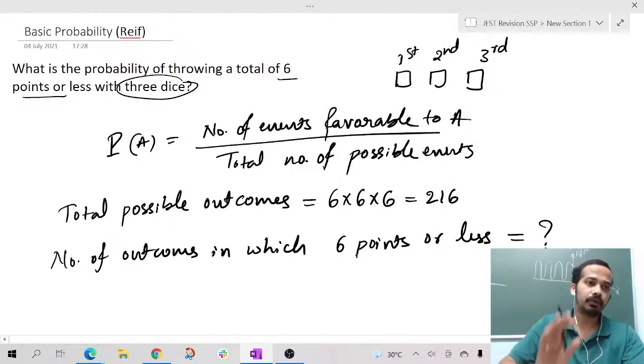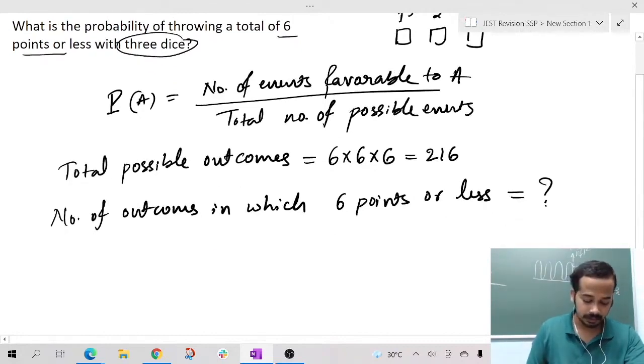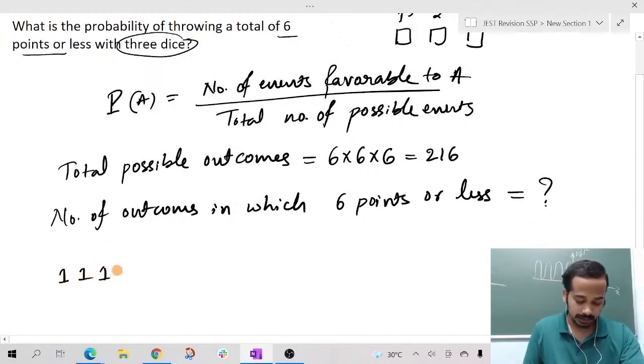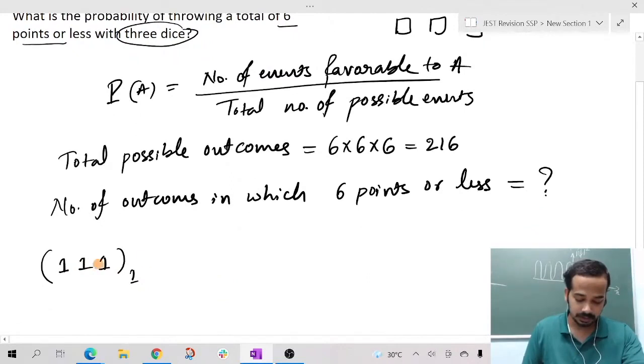To find this one, you better go through the possibilities here. You have thrown 3 dice. Let me start with the minimum, 1 1 1. All dice give you 1 1 1. This can happen in only one way: first dice gives 1, second dice gives 1, third dice gives 1. The total is 3, which is less than 6.